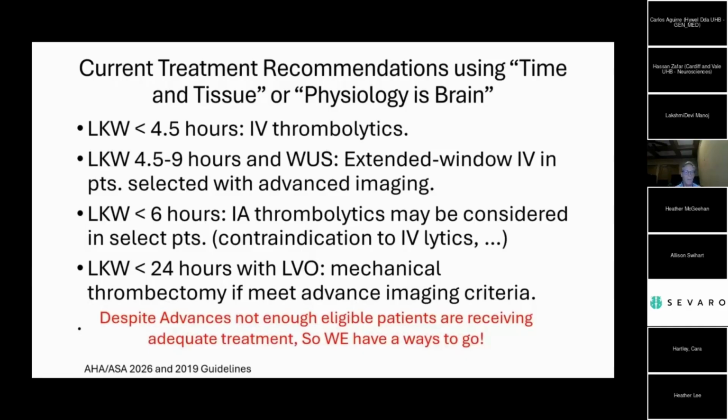You can now treat wake-up strokes, provided that advanced imaging, such as CT perfusion, indicates the patient can benefit from the treatment. You can still give intraarterial thrombolysis up to 6 hours. And what's really cool now, with an LVO, if the advanced imaging indicates the patient can benefit from treatment, you can do mechanical thrombectomy.